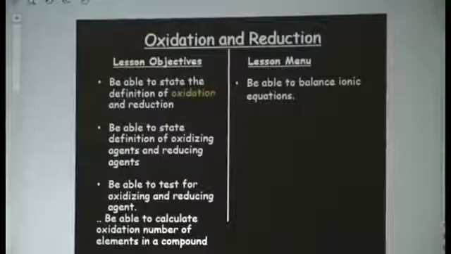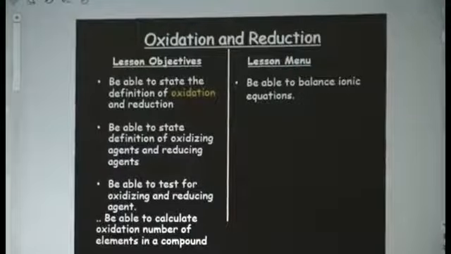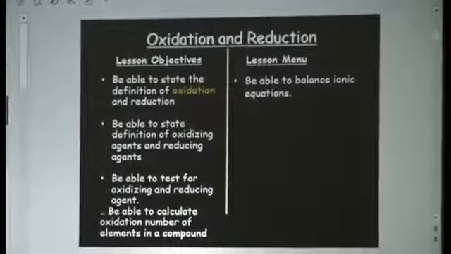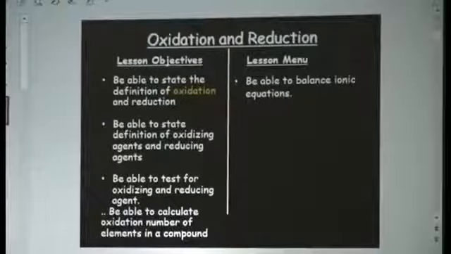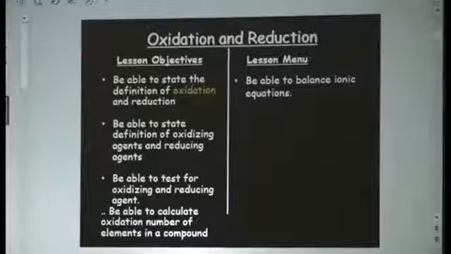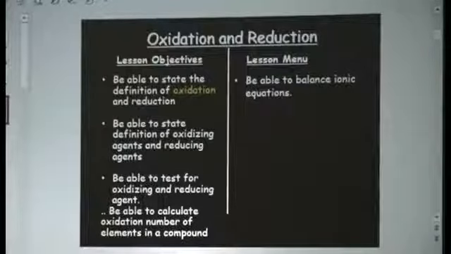At the end of the class, the students or the learners should be able to define oxidation reduction. Two, the students should be able to define oxidizing agents and reducing agents, and tell us tests to identify oxidizing agents and reducing agents. Three, the students should be able to define oxidation number and calculate the oxidation number of elements in an ion or molecules. And finally, the learners should be able to balance ionic equation.